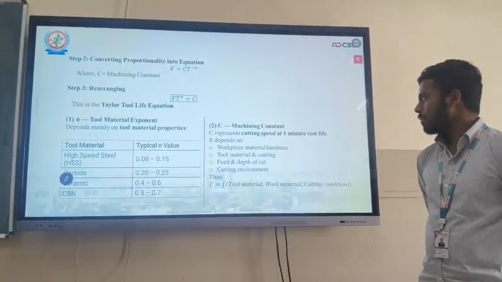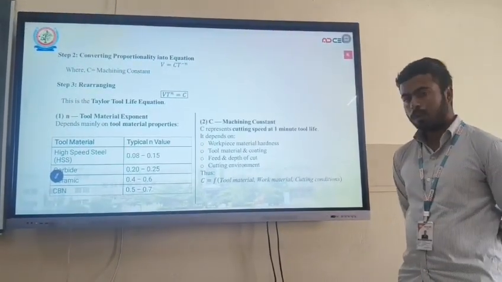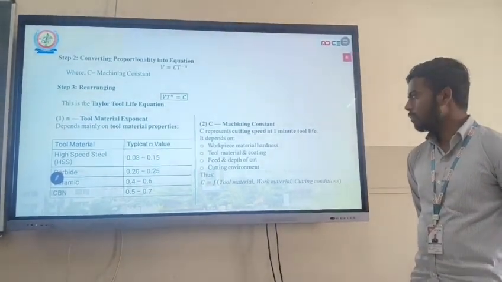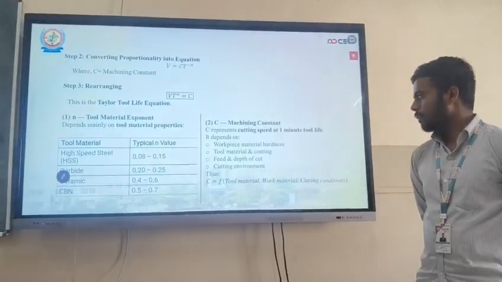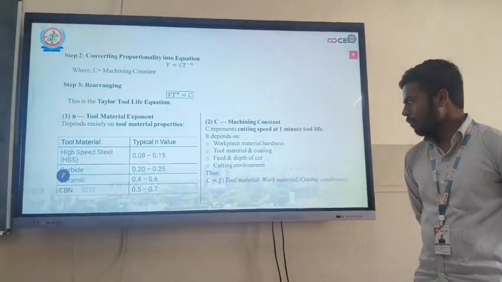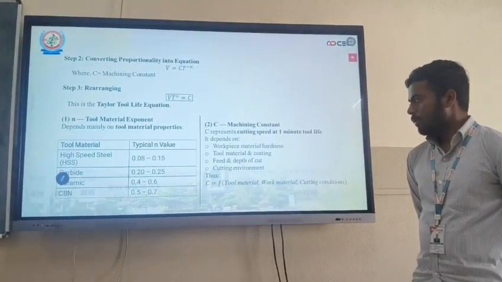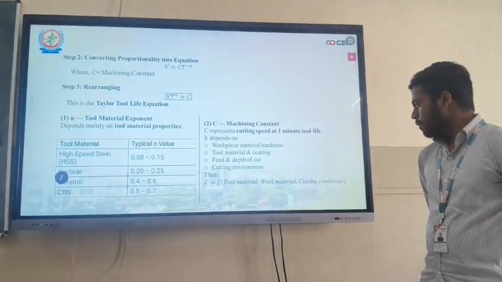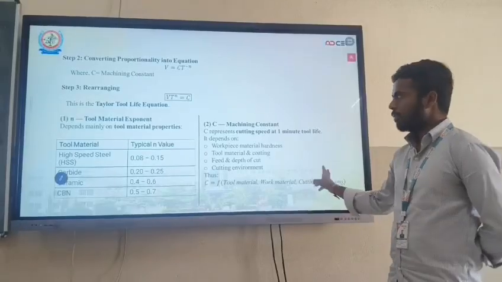It represents the speed at 1 minute of tool life. It depends on workpiece material hardness. Second one, tool material and coating. Third one, speed and depth of cut. Fourth one, cutting environment. The C is a function of tool material, work material and cutting conditions.